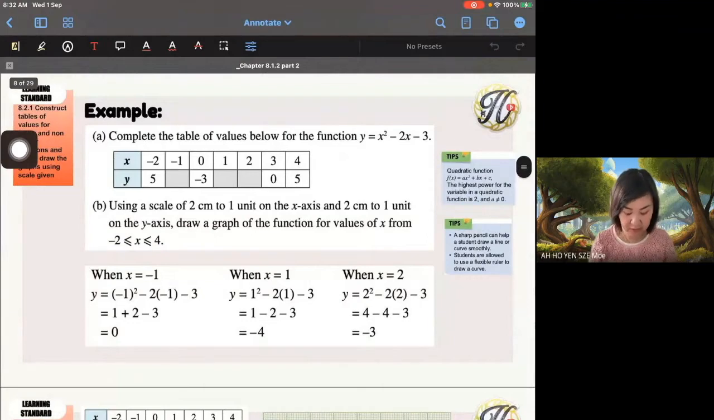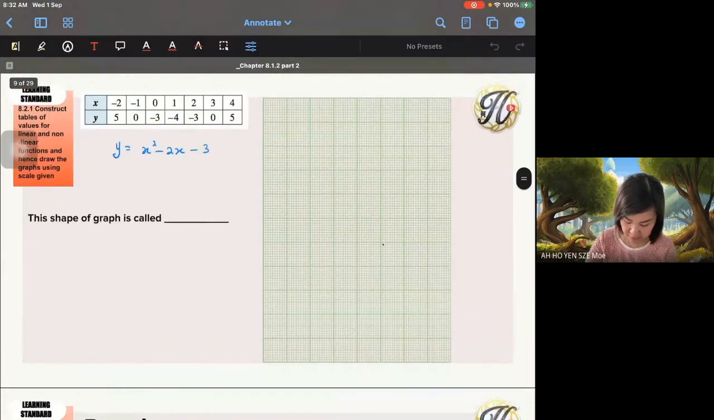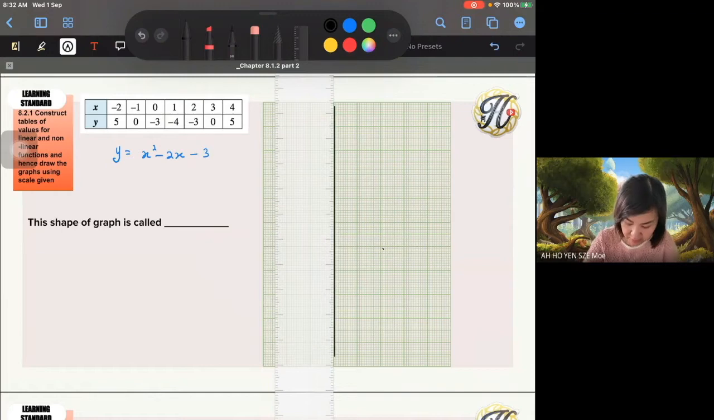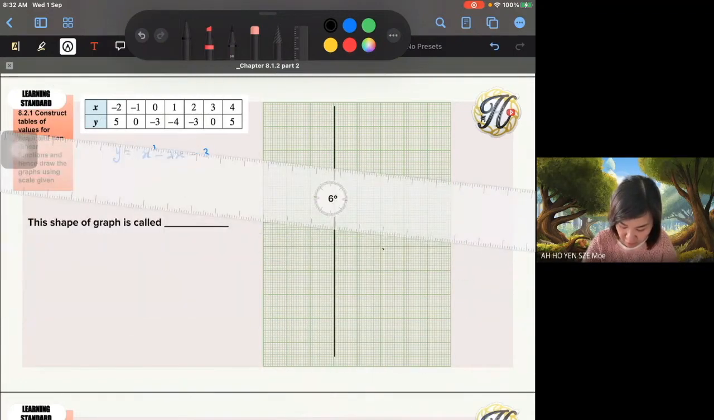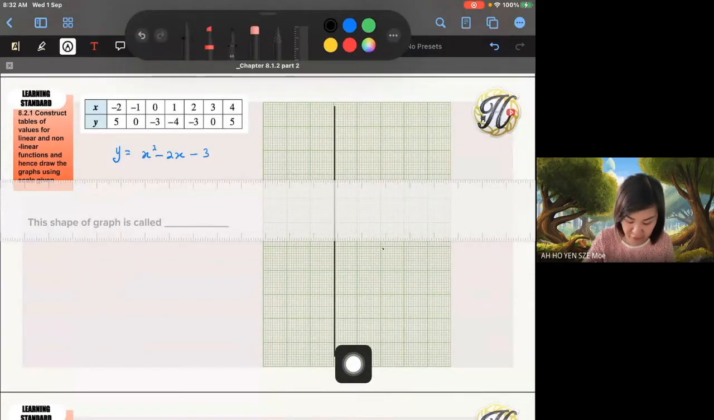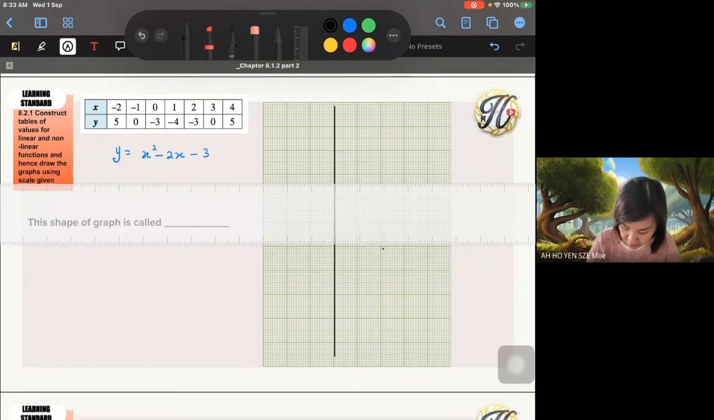Okay, so you can see here the scale is 2 cm to 1 unit on the x, and 2 cm to 1 unit on the y. So all 1 unit for 2 cm. Okay, so start from here. So I have to draw. Then this one has to be 1, 2, 3, 4. At least there are 4, right? Then on top also 5. So I can draw my y here, my x-axis here. So you have to count first, else you have to do it again.